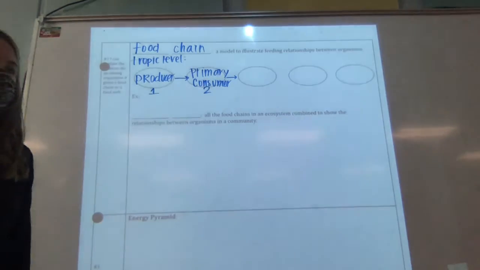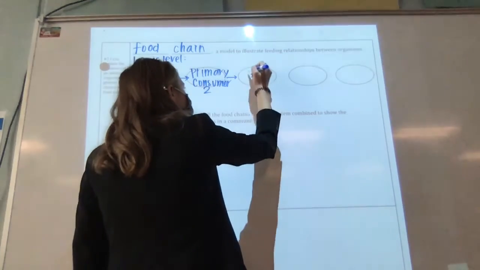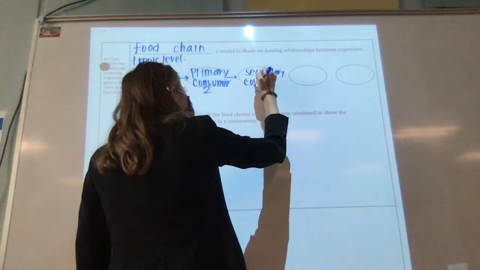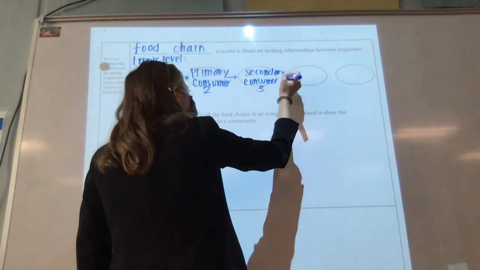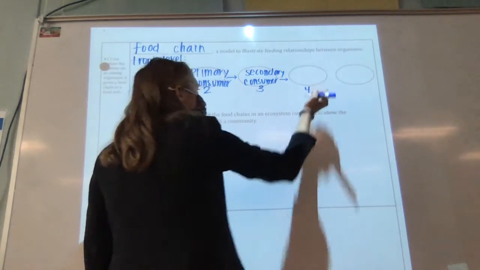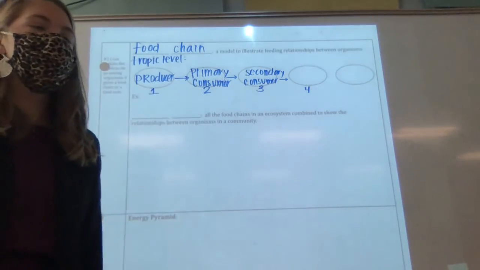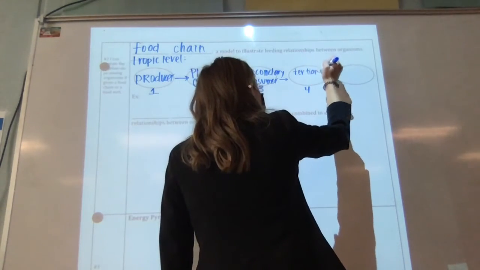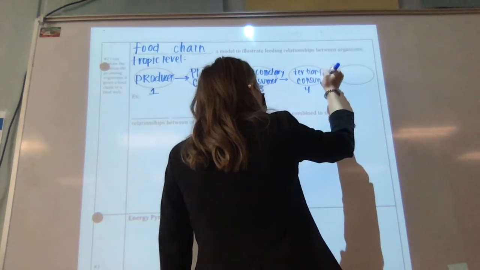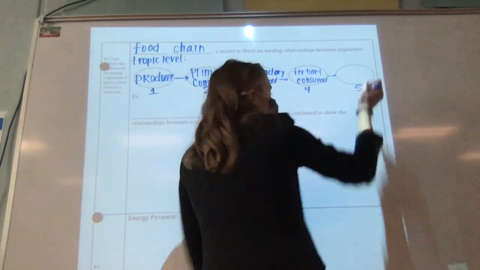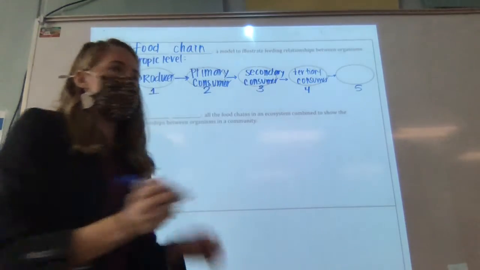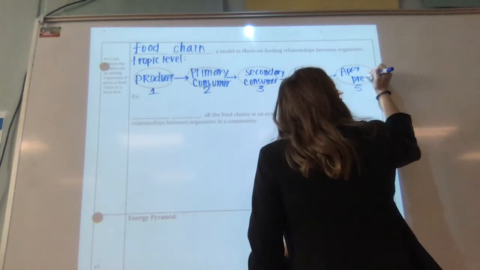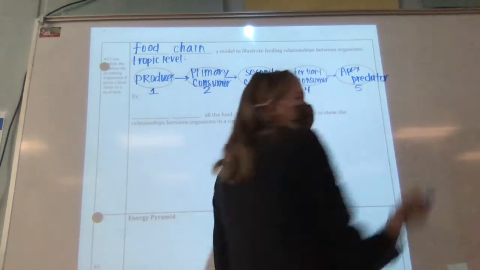After a primary consumer, we get to secondary consumer. What do we think comes next? Tertiary. The tertiary consumer. And then our 5th level is what we call the apex predator. The apex predator.